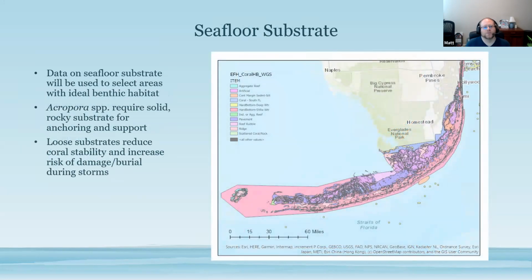Data on the seafloor substrate will be used to select areas with ideal benthic habitat. Acropora require solid rocky substrate for anchoring and support. Loose substrates reduce coral stability and increase the risk of damage and burial during storms.